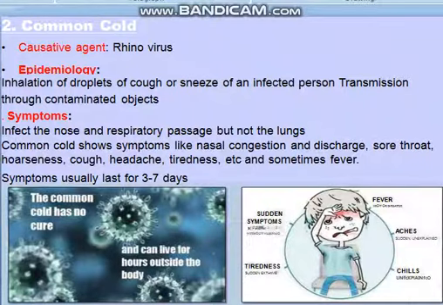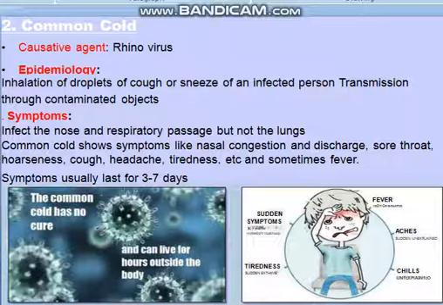So the next disease which we are going to study is the common cold. What is the causative agent of the common cold? The causative agent of the common cold is rhinovirus. This is a virus. So what is the epidemiology? How is it transmitted? It is transmitted by the inhalation of droplets of cough or sneeze of an infected person, and transmission can be through contaminated objects. It means that rhinovirus is transmitted from the infected person to the healthy person. It is a communicable disease.